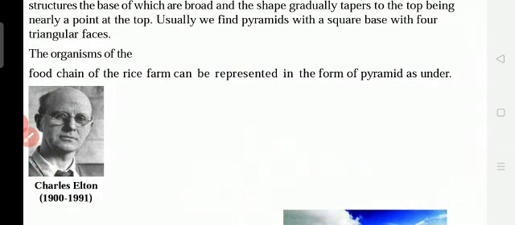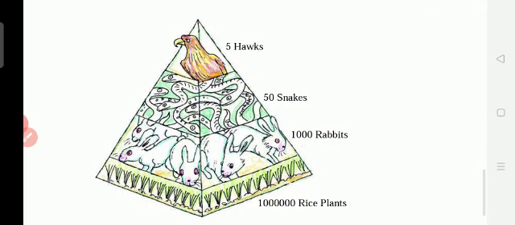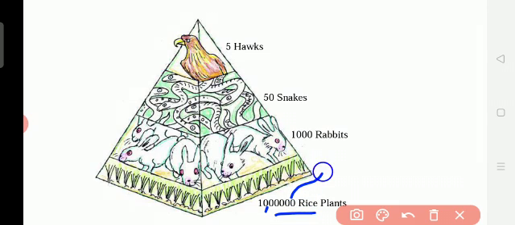Okay, so here the food chain of a rice farm can be represented in the form of a pyramid. Okay, so here they are showing it in the form of a pyramid. For example, you see how many rice plants are there? Mostly here 10 lakh rice plants are there. On 10 lakh rice plants, how many rabbits are eating? 1000 rabbits. So 1000 rabbits, for example, 10 lakh, right? 100,000 are 1 lakh. So each rabbit can eat how many rice plants?